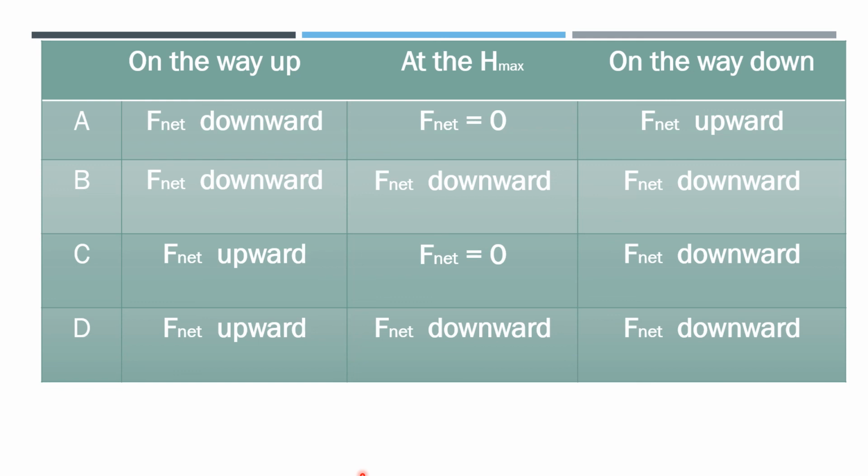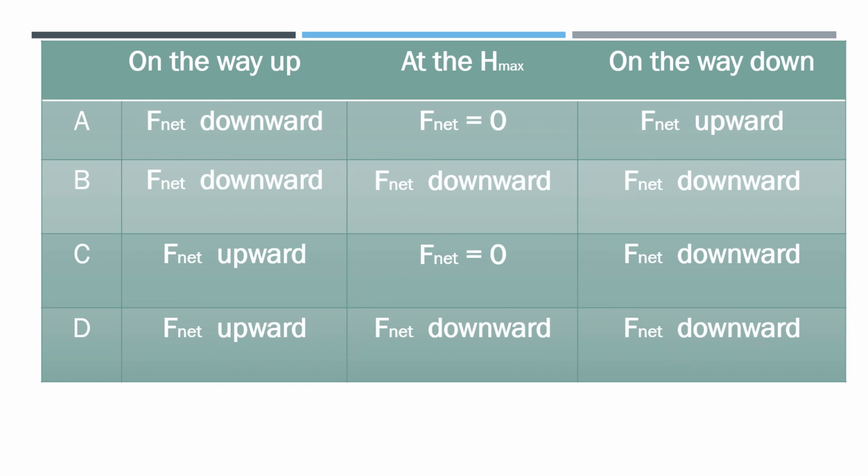For letter C, on the way up, the net force is directed upward. The net force at the top of the maximum height is 0. On its way down, the F net is downward. Or should it be letter D? On the way up, the net force is upward. At the maximum height, the F net is downward. And on its way down, the F net must be downward.